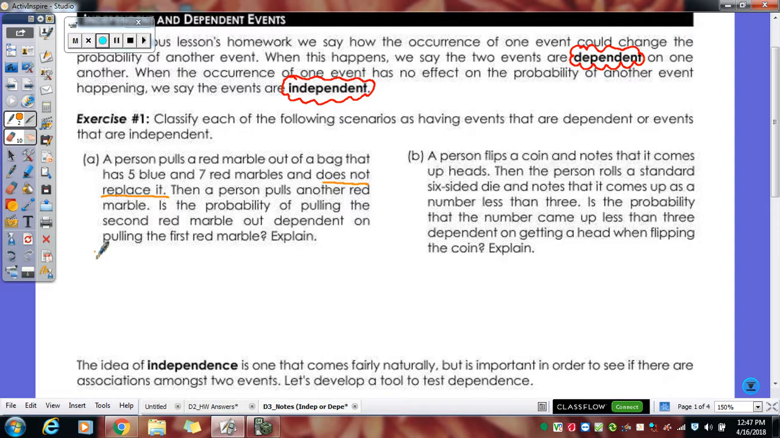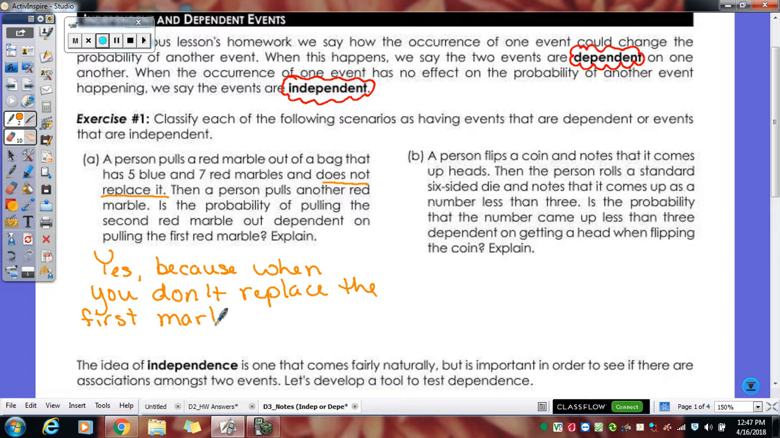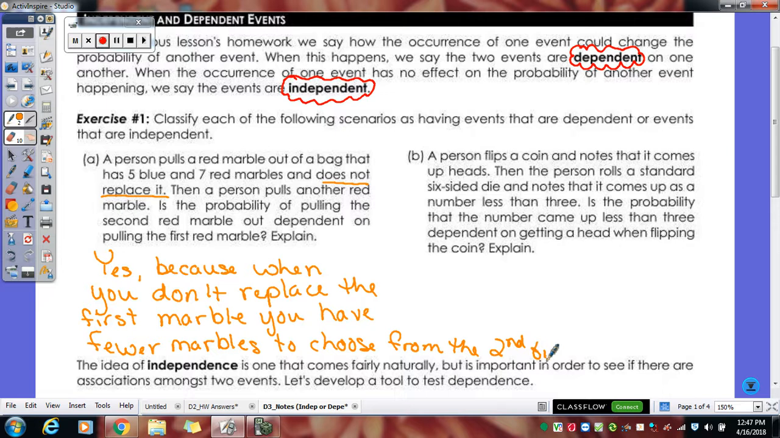Yes. Why? Because if you don't replace the first marble, you have fewer marbles to choose from the second time. So the probability the first one's red would be 7 out of 12. However, the probability the second one is red would be 6 out of 11. So it would change because you've pulled the red marble out the first time.